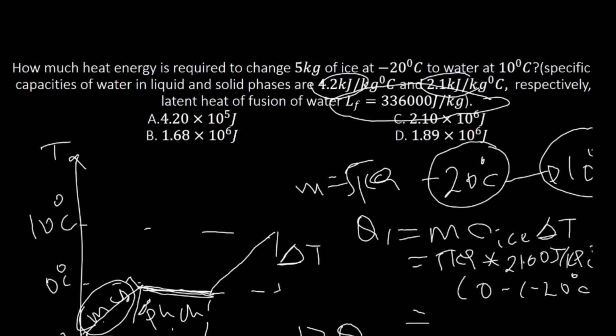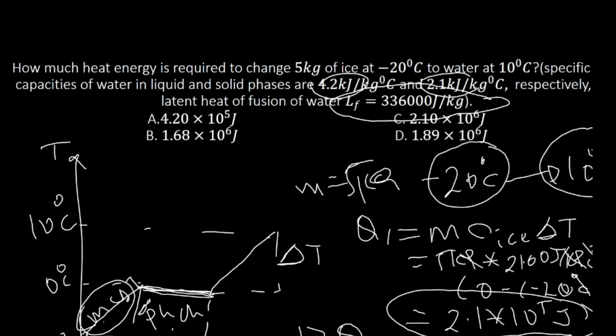So when we multiply this, degree centigrade will go away with degree centigrade, kilogram by kilogram. When we multiply this, I hope we obtain 2.1 times 10 to the power of 5 joule. So at the end, we will obtain this. This is the first thermal energy that is required from negative 20 degrees centigrade to 0 degrees centigrade.